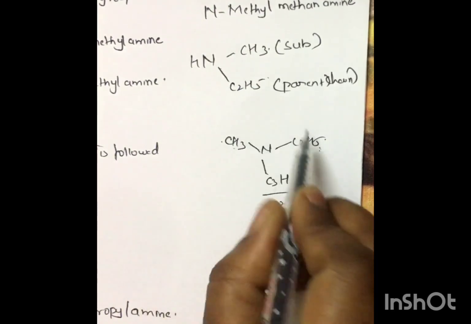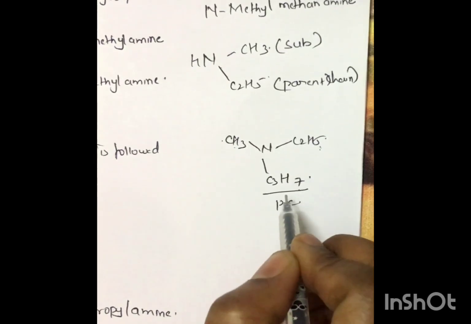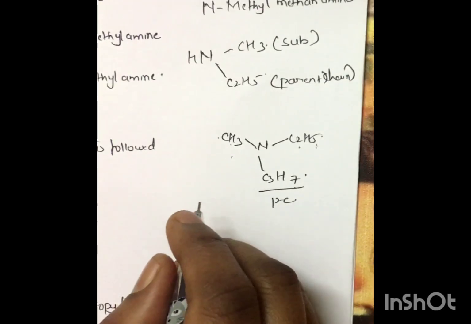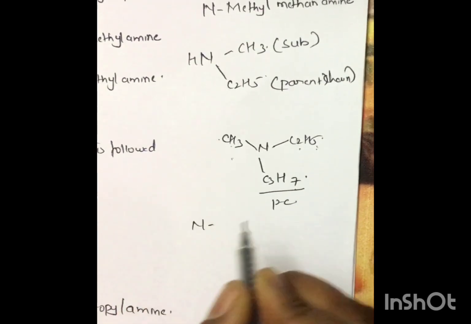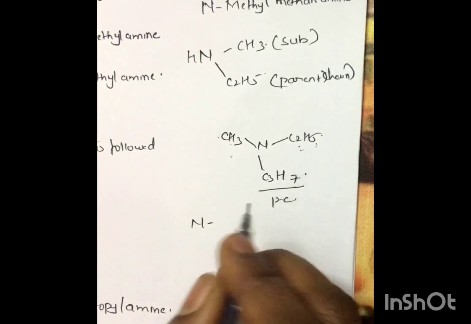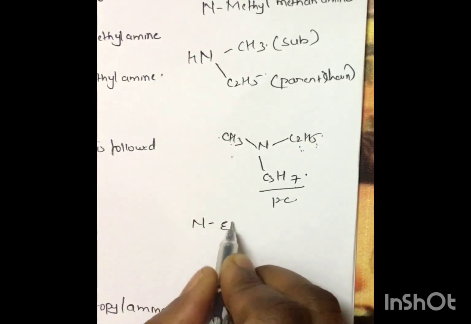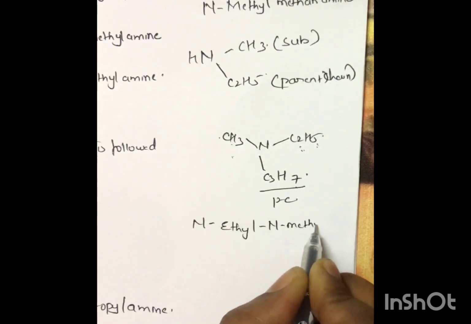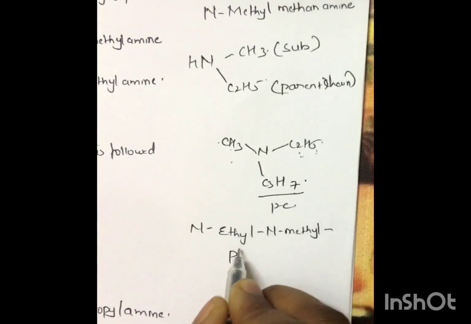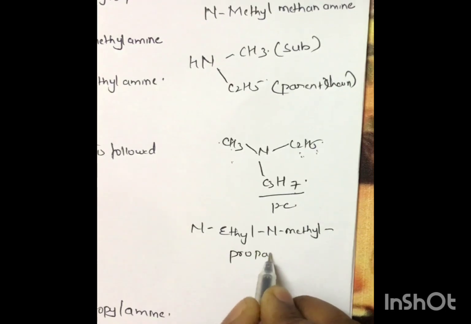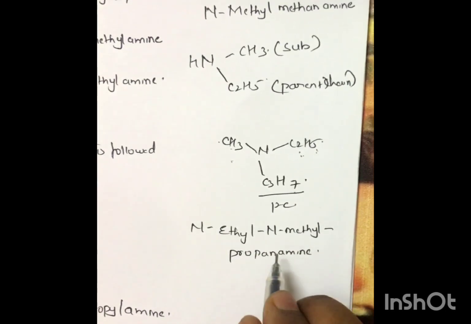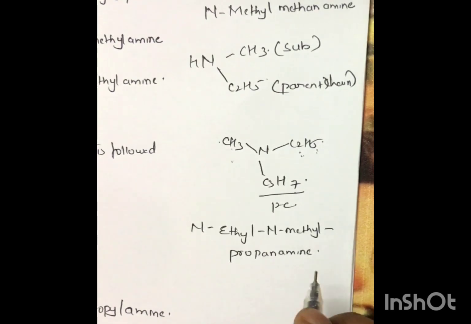Now, all three are different, so one has become the parent chain, and for the two substituents alphabetic order should be followed. Let us write the name of this compound. N-ethyl comes first in alphabetic order, so ethyl, then N-methyl, and C3 is propanamine. So it is N-ethyl, N-methyl propanamine.